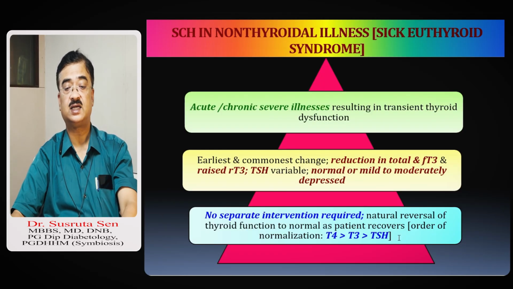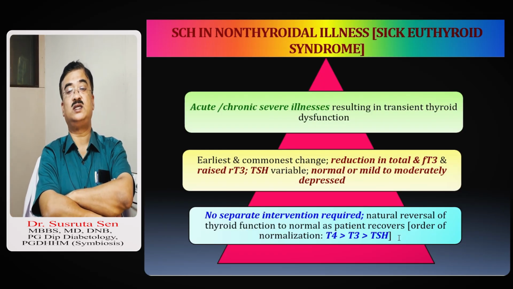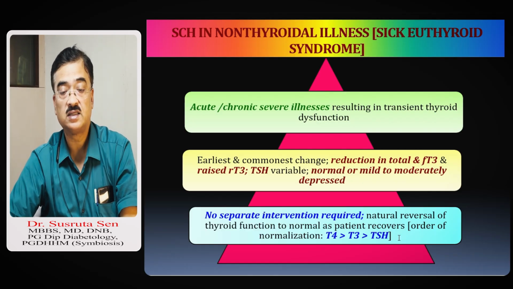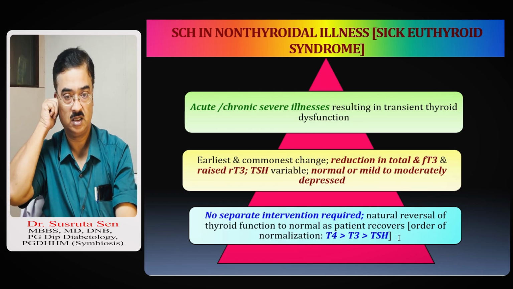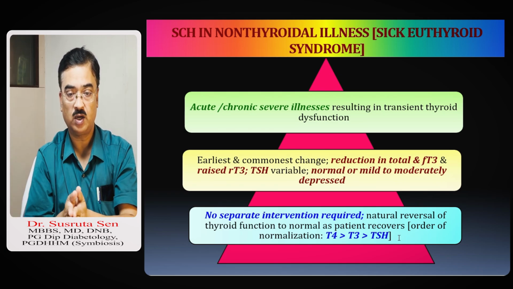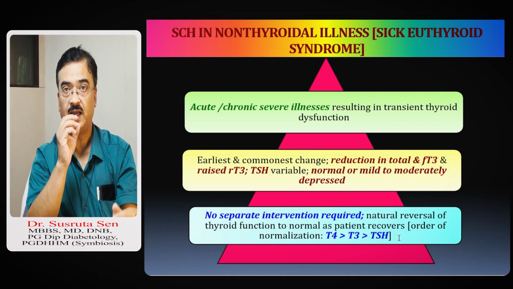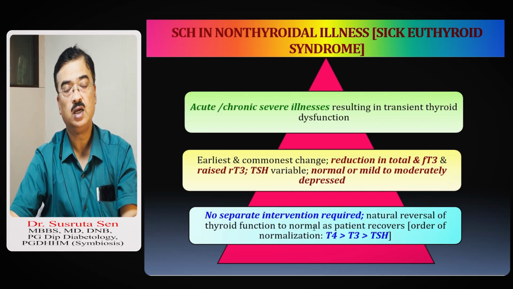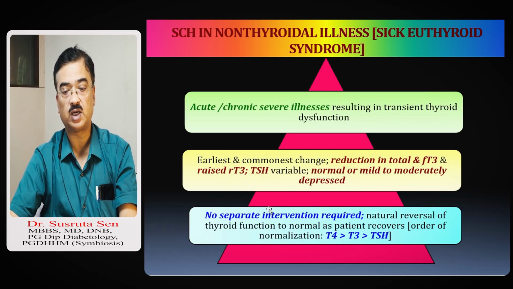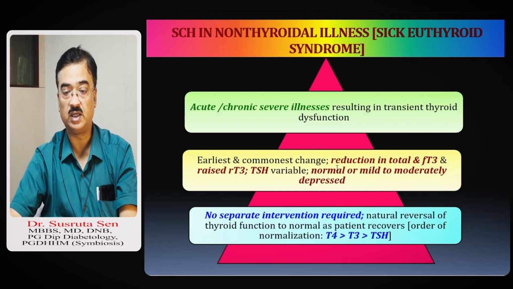Now, there is a condition called Sick Euthyroid Syndrome or sick non-thyroidal illness. Subclinical hypothyroidism in non-thyroidal illness. What happens when a patient is suffering from a chronic illness, presenting in the ICU for a long time? The thyroid hormone production decreases grossly, and instead of T3, reverse T3 production starts. So the RT3, as you know, is metabolically inactive.